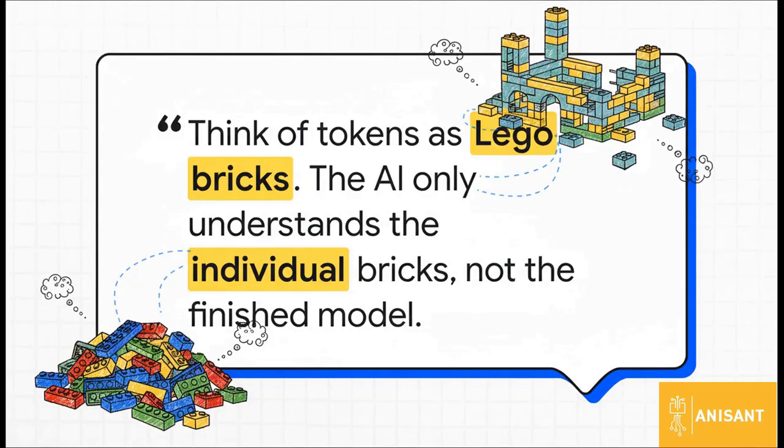This Lego analogy is honestly a perfect way to picture it. When we write a sentence, we see the whole thing. The finished Lego castle, right? But the AI doesn't see the castle at all. It only sees the individual bricks, the words, the punctuation, even parts of words. And from that pile of bricks, it has to figure out what to build next.